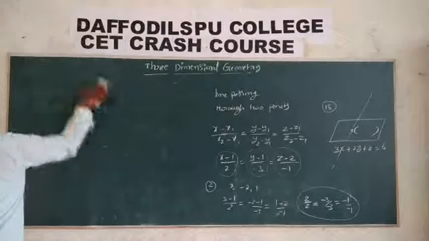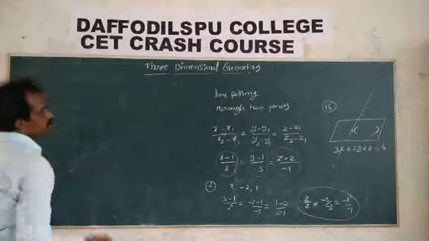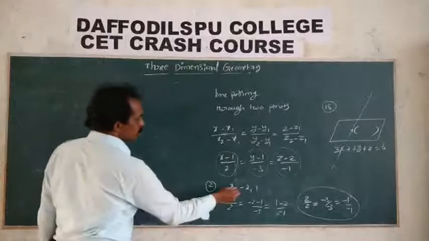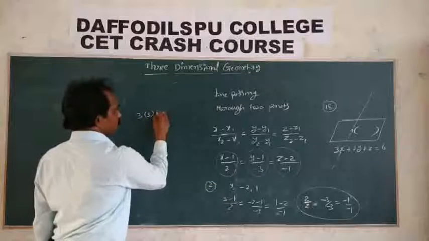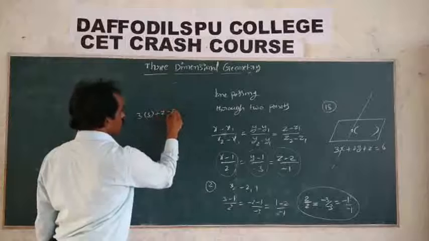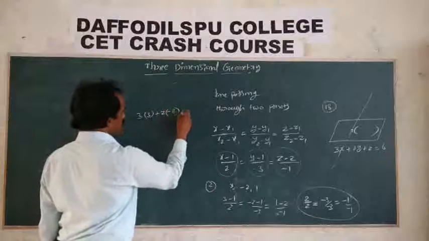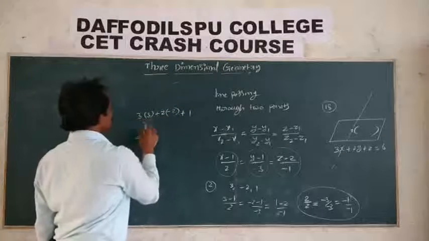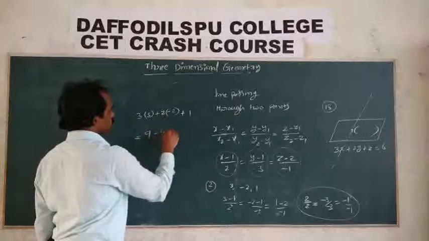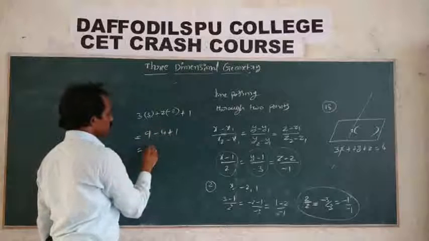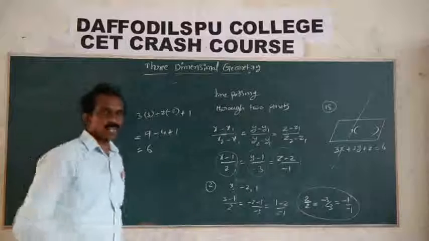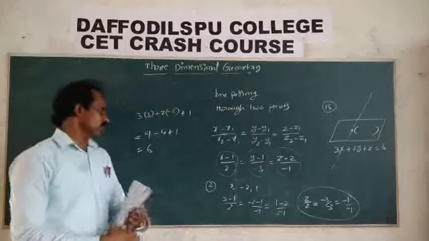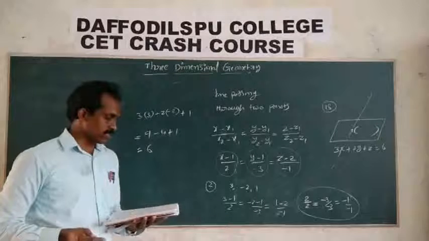Okay, now for the plane, satisfied means in place of x, y, z substitute this point: 3 of 3 plus 2 of -2 plus 1. 3 threes are 9, minus 4 plus 1, 9 plus 1 is 10, minus 4 is 6. So the right-hand side is satisfied. The second option is the correct answer. Right.